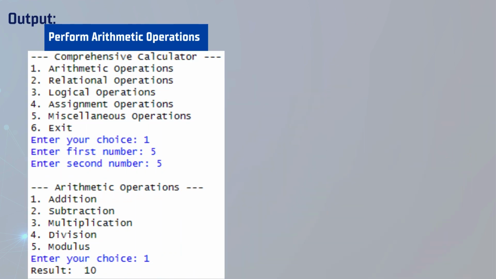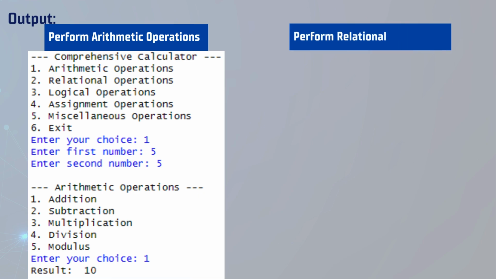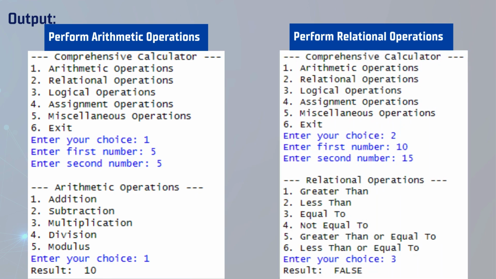Output. Perform arithmetic operations. Now choose choice number 1 and enter the first and second number. Then you have to choose the arithmetic operation you want to perform and you get your result. Perform relational operations. Now choose choice number 2 and enter the first and second number. Then you have to choose the relational operation you want to perform and you get your result.